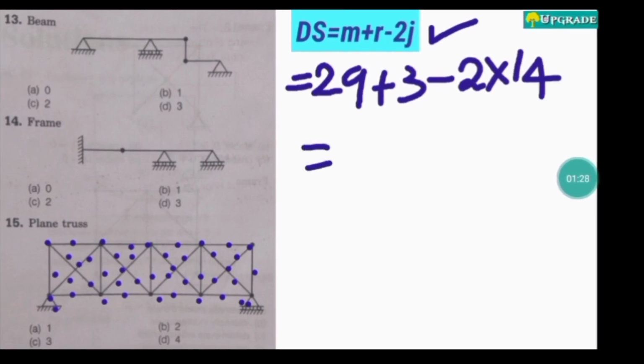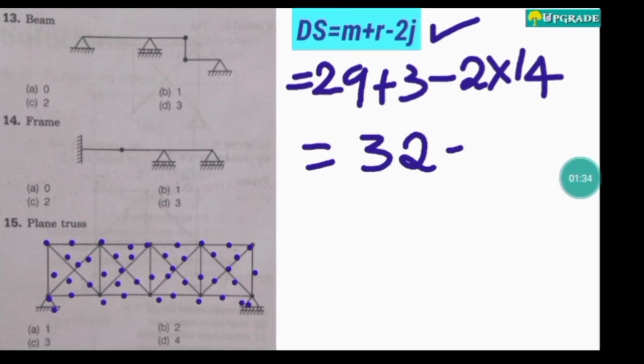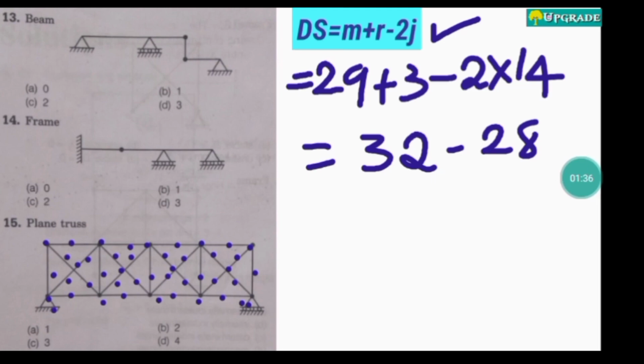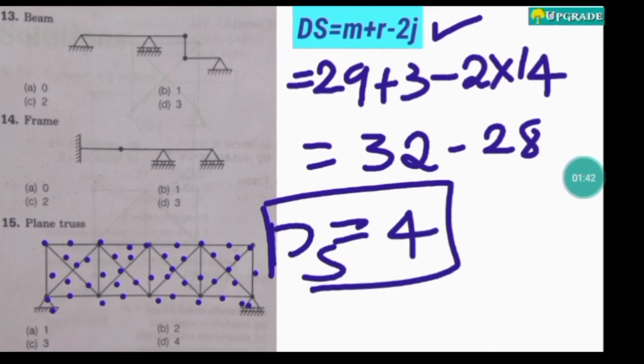So 29 plus 3 is 32, minus 2 times 14 is 28. So the answer is 4. The DS value will be 4. So option D is correct.